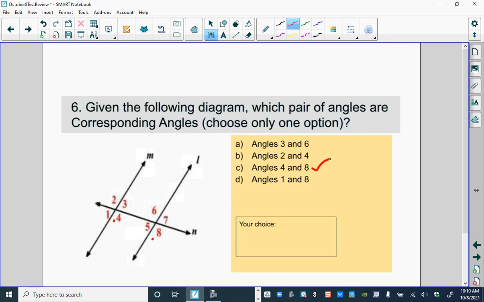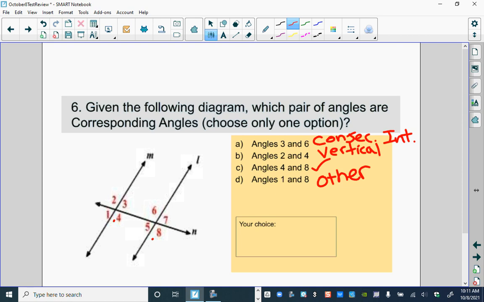Because 3 and 6 are not, they're consecutive interiors. 2 and 4 are vertical. 1 and 8, they have a different type of relationship.